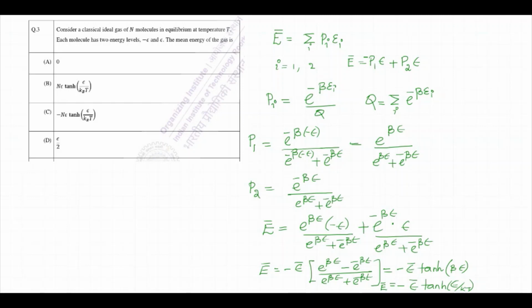The entire calculation is for one particle, and the internal energy or mean energy is an extensive property. If there are n molecules, then the average energy will be minus n epsilon tanh epsilon by kT. By mistake I put a bar here, there is no need for this bar. This is the average energy E bar, and that is given by minus n epsilon tanh epsilon by kT. The correct answer is option C.